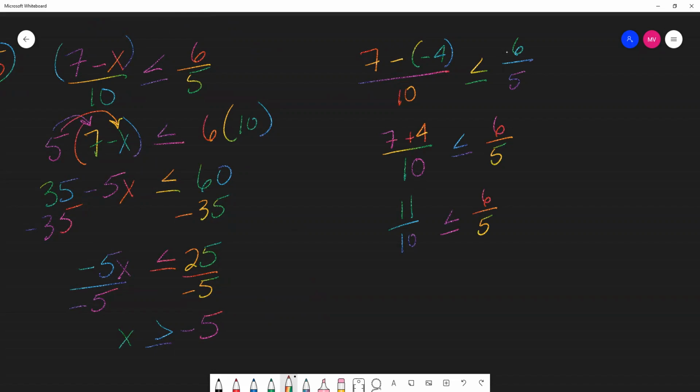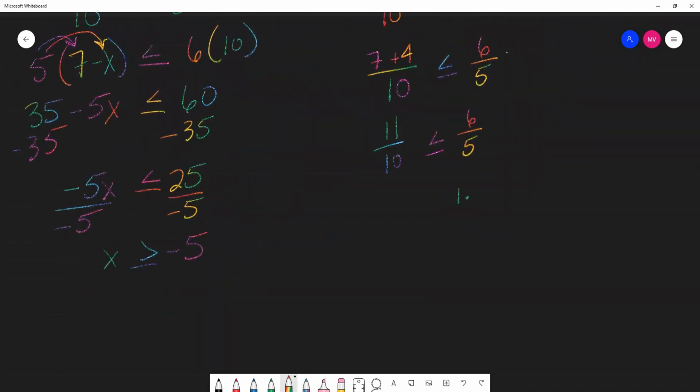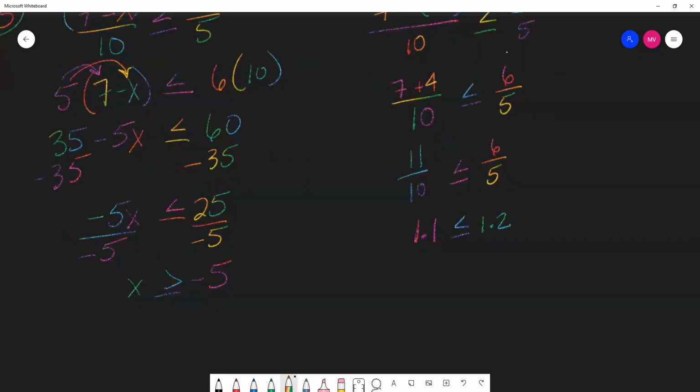Good. Well, let's see. 11 divided by 10 is 1.1. And 6 divided by 5 is 1.2. So this is 1.1 and this is 1.2. Is that a true statement? Is 1.1 smaller than 1.2? Yes. Then we're right. That's how you check your answer.